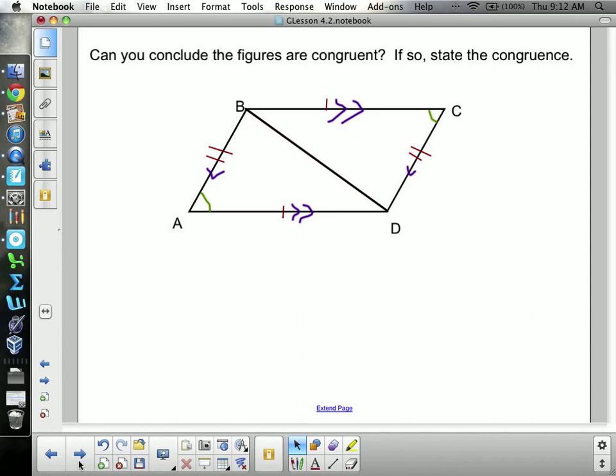Now, we aren't always given everything. Sometimes you have to make some conclusions. Notice I have some interesting stuff going on here. I have parallel sides as well as congruent sides. But do I have congruent triangles? Are all the corresponding parts congruent? Well, let's see. Angle A and angle C are congruent. These two sides are congruent. The third side of both triangles is a shared side, isn't it? That's right. So that side's congruent in both triangles, isn't it?